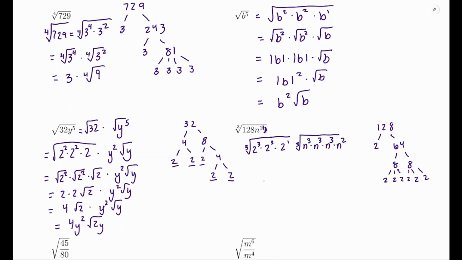Now I am going to start simplifying the writing. I'm not actually going to write cubed root of 2 cubed over and over again. It's just the cubed root of 2 cubed is 2. Cubed root of 2 cannot simplify. Cubed root of n cubed is n, and then cubed root of n squared cannot simplify. So we get 4n cubed times the cubed root of 2n squared.